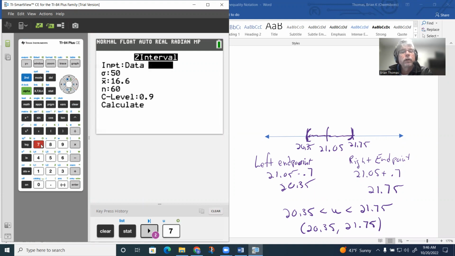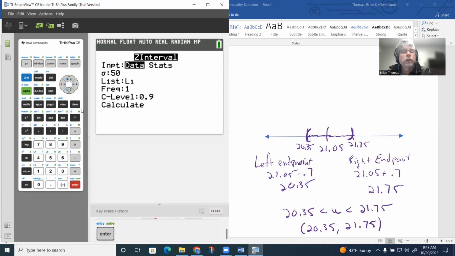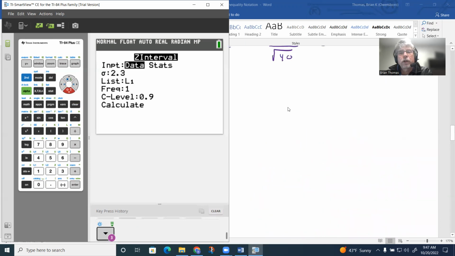Number 7. We have data and stats. So if I start with, since we have data in our list, we can use the data in our list. The standard deviation, I believe we said, was 2.3. A frequency, I don't think we had a frequency there that we were worried about. So I think we'll just leave that as 1. And the 0.9, I believe we were at a 90% confidence level. I believe that was right. Let me double check there on the, maybe it was 95%.